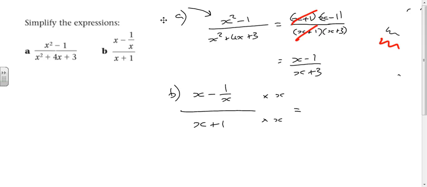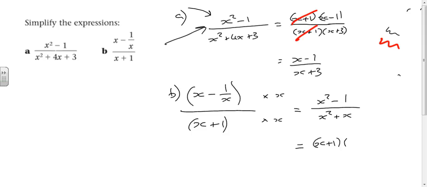And in doing that, if we times the top by x, we're going to get x squared minus 1. That looks familiar. If we times the bottom by x, again, got to times everything on the bottom by x, we're going to get x squared plus x. Now let's try and factorise. Being able to recognise that x squared minus 1 is the difference of two squares, that's going to be x plus 1 times x minus 1. x squared plus x, that's going to be x bracket x plus 1. Now we've got the same on the top as the bottom, so we're going to cancel that out with that one. And we're left with x minus 1 over x.